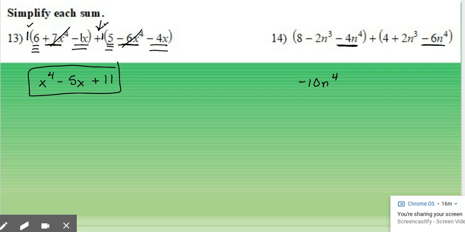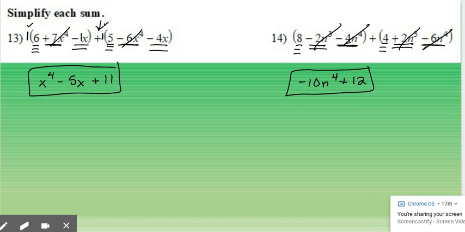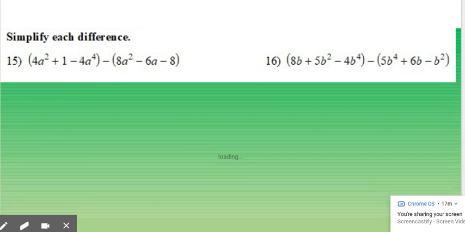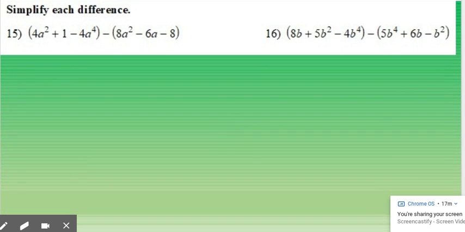Remember, when we add, we don't mess with the exponents. My n to the thirds: negative 2n to the third plus 2n to the third is 0. So that's just gone. I don't have any n to the thirds in my answer. And then I have 8 plus 4 is 12. And there's my answer. Let's look at a couple subtraction problems. Go ahead and pause the video and do numbers 15 and 16 from your worksheet.